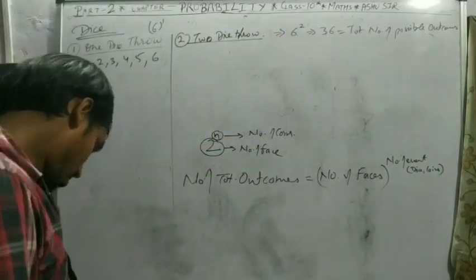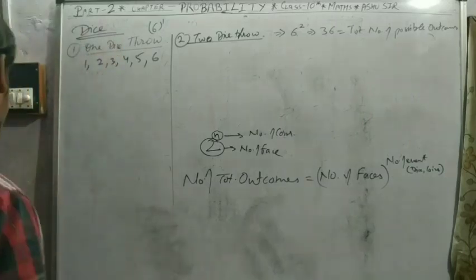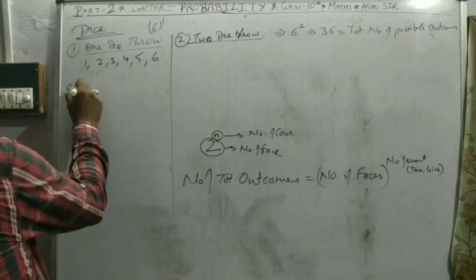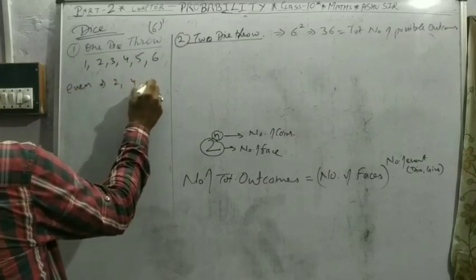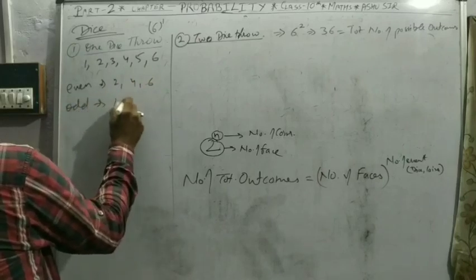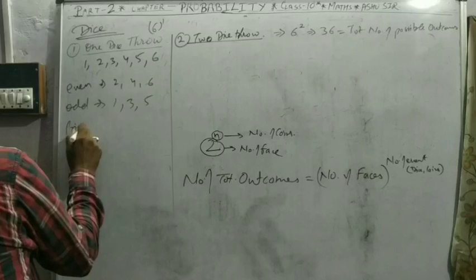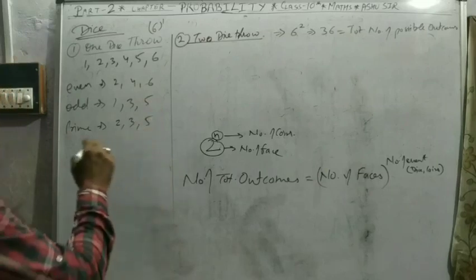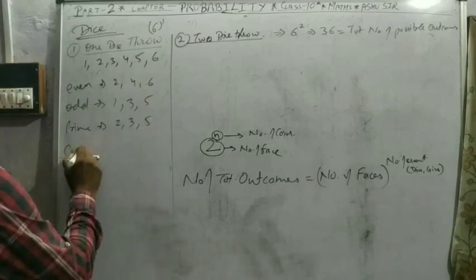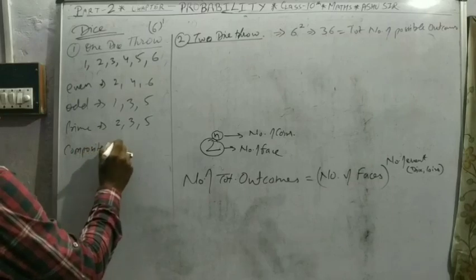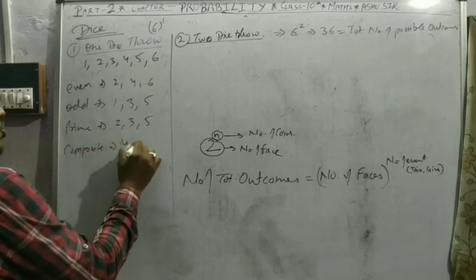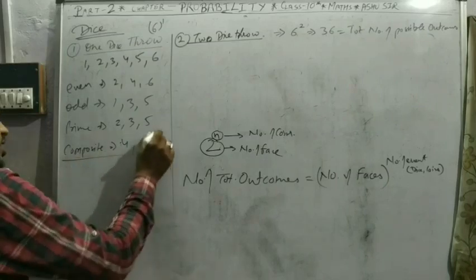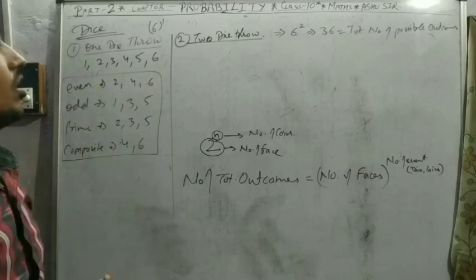First we discuss when we throw 1 dice, so we get 1, 2, 3, 4, 5, 6 here. Even: 2, 4, 6. Odd: 1, 3, 5. Prime: 2, 3, 5. 1 is neither prime nor composite. Composite: 4 and 6. So these types of questions come when we throw 1 dice.